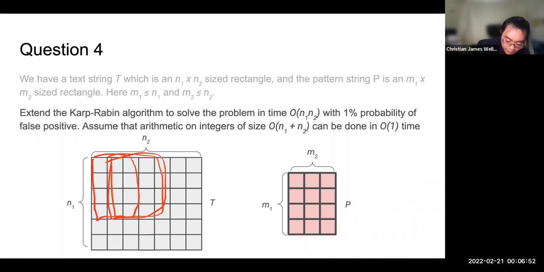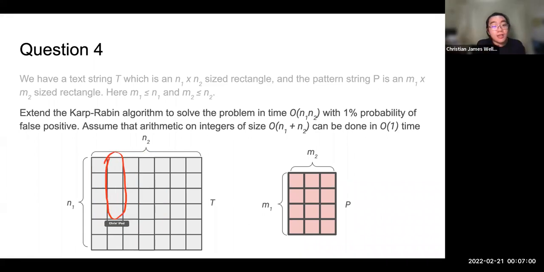We do that by considering a format for a single column hash, so that we can add a column and then remove a column. Once we have that, everything else is pretty similar to the original 1D Karp-Rabin. Maybe you have to consider how to hash row by row, vertically as well, but that's pretty much the same idea as rolling it horizontally. Once we have that, we recall that we have to prove the running time is within this better bound. But the probability of false positive is still 1%, a constant.